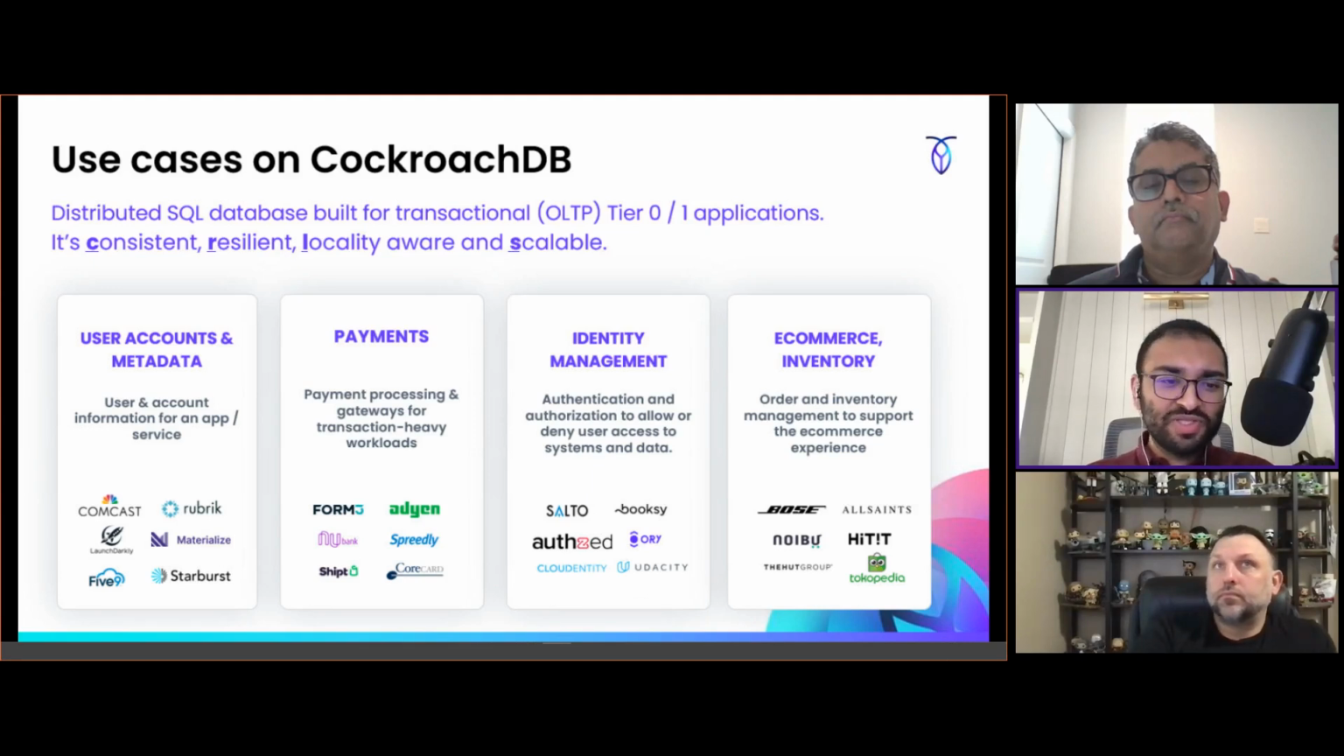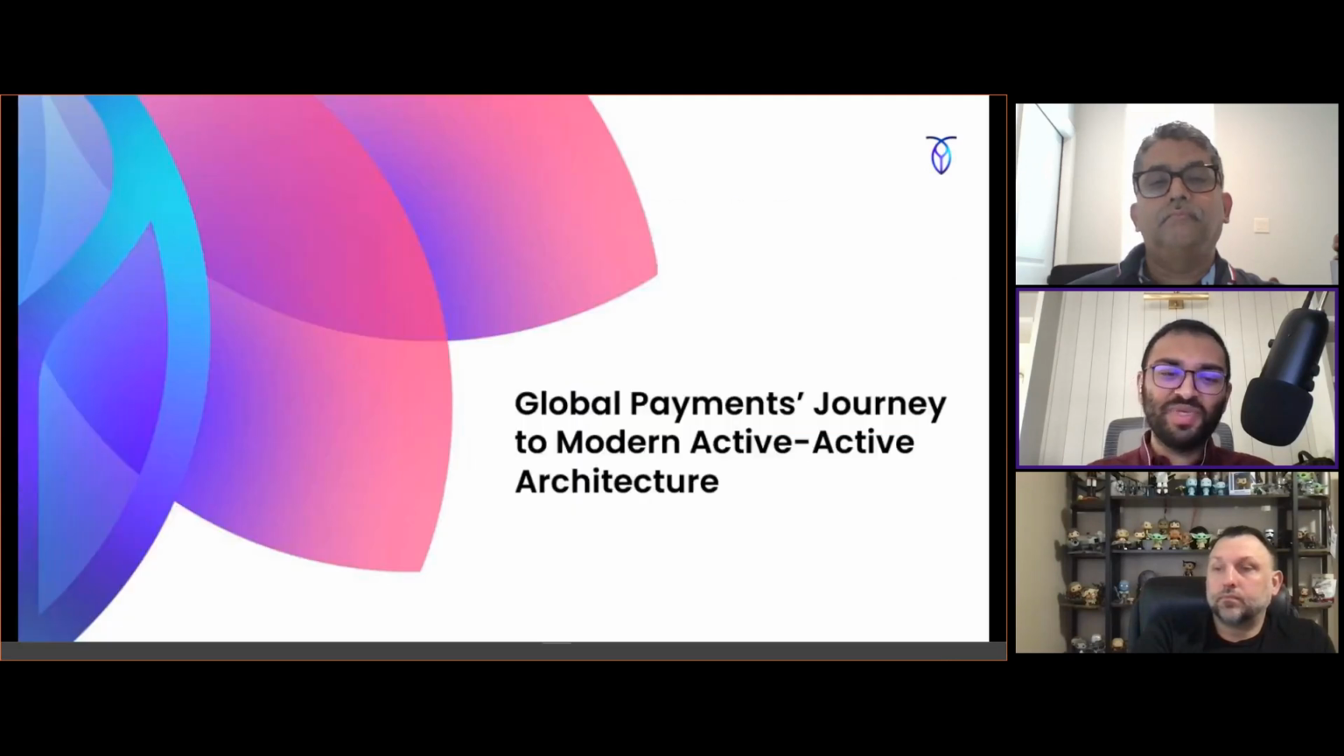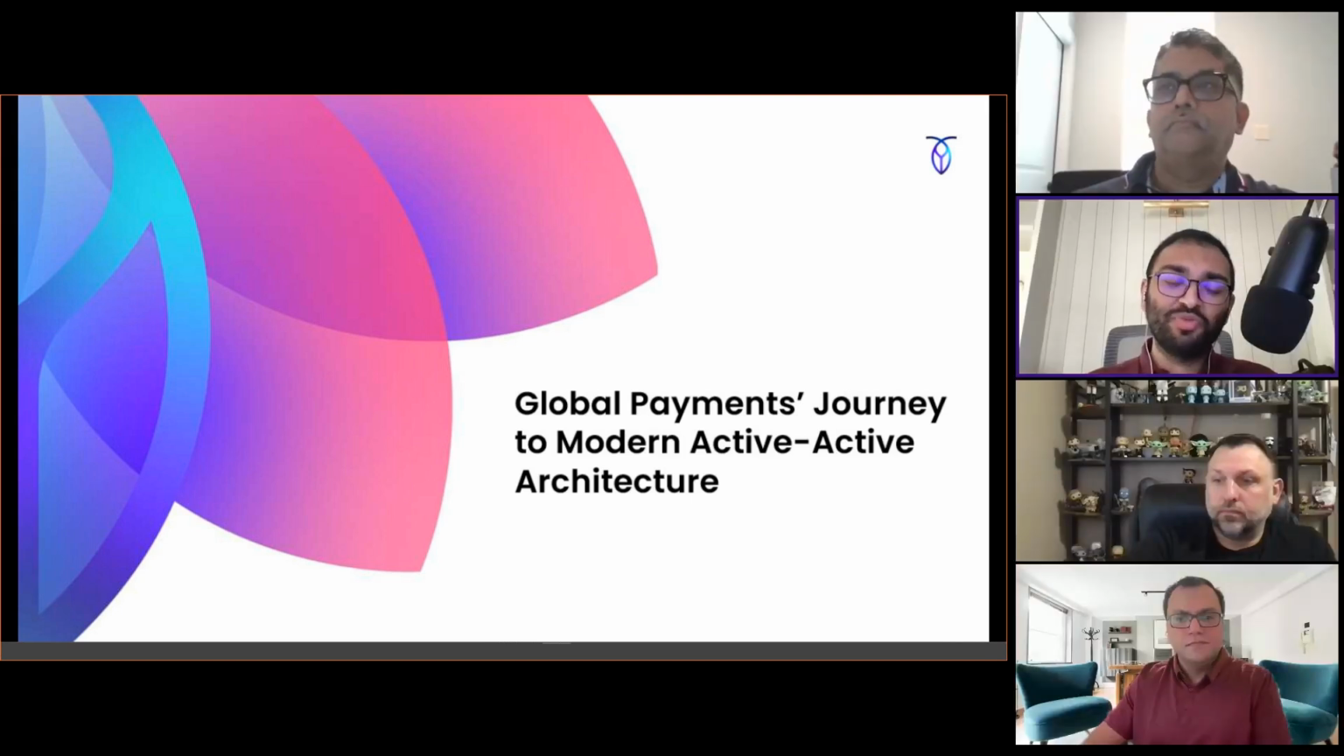And you see some of the logos here. Those are some of the companies that do use us for their mission critical workloads. But we have Global Payments here as well to speak about their journey towards an active architecture on Google Cloud with CockroachDB as well. So I'm going to introduce Ajay, our speaker from Global Payments, to take it away here.